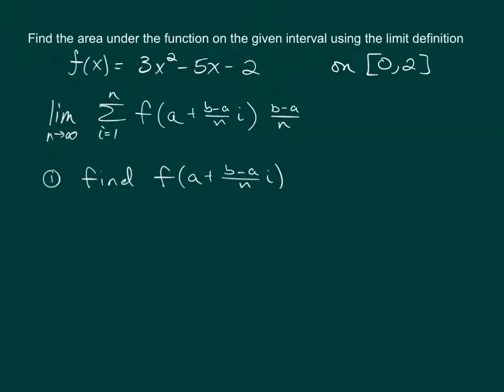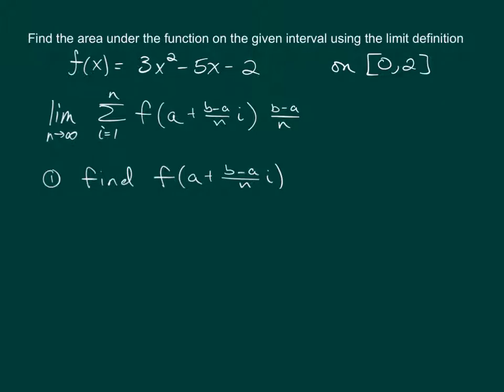Find the area under the function on the given interval using the limit definition. Here's the function f of x equals 3x squared minus 5x minus 2 on the interval 0 to 2. So we have this limit here. This is what the limit definition is when you're trying to find the area under a function.